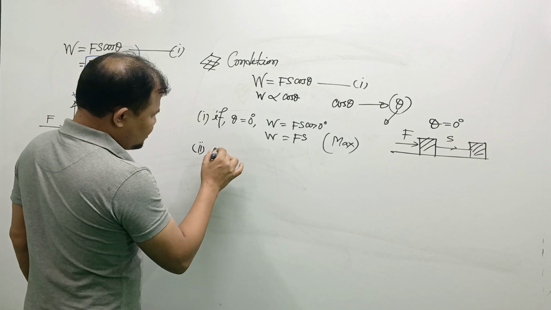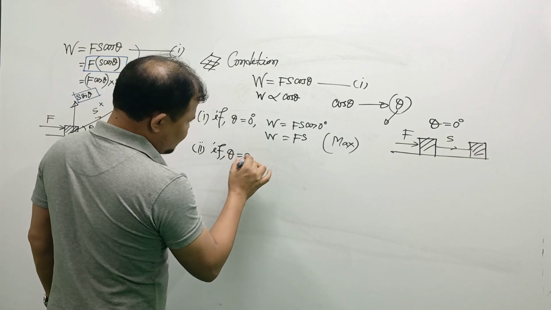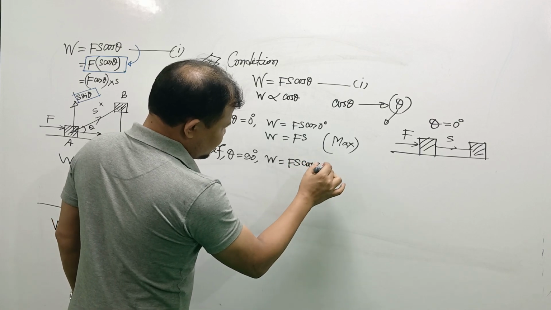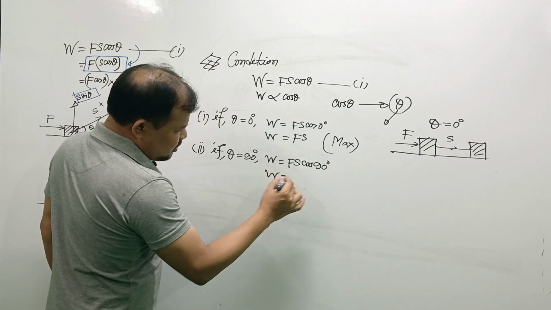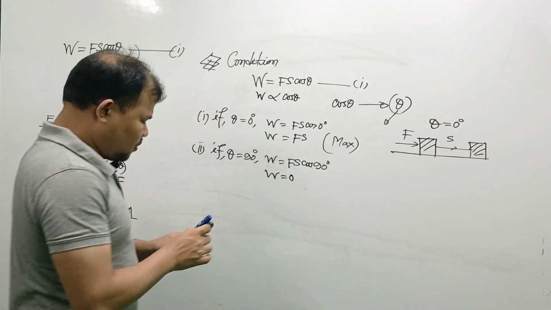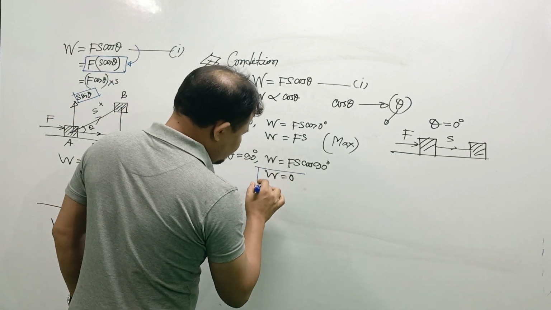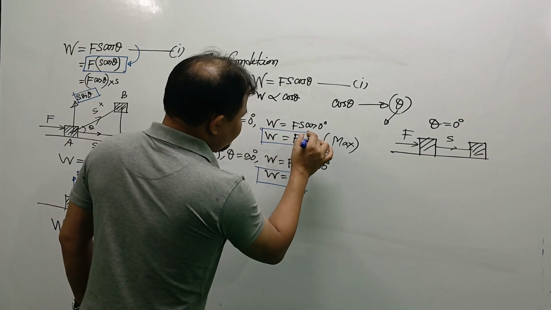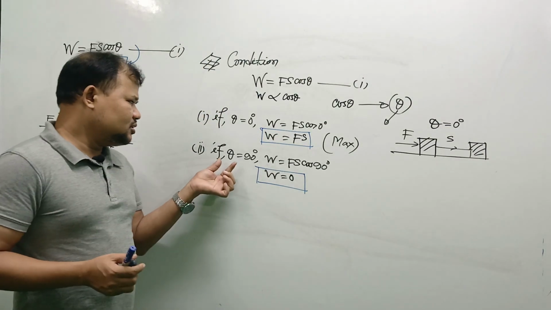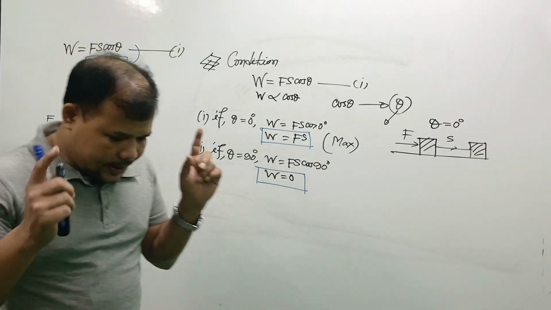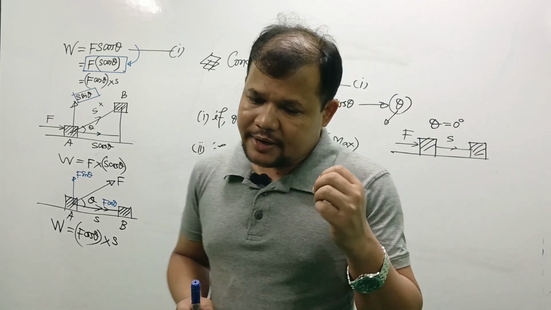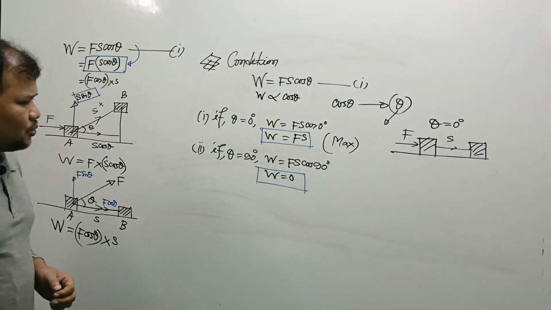Our condition 2 is: if we put the value of theta as 90 degrees, then work done will be F S cos 90 degrees. My dear students, the value of cos 90 degrees is 0, so here work done will be 0. This is the special notation for us. Already we get a special equation. Here we can see if the value of theta is 90 degrees, that means the angle between the applied force and the displacement is 90 degrees, then the work done will be 0.